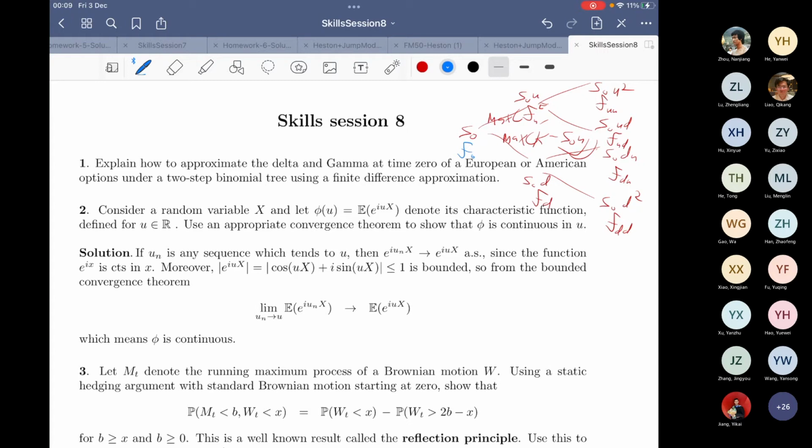So your option price F0 at S0 plus dS, where that's a small change in the initial stock price.